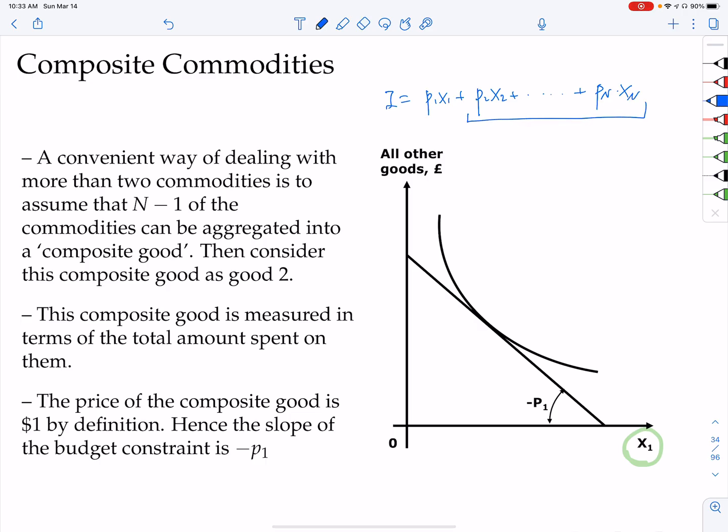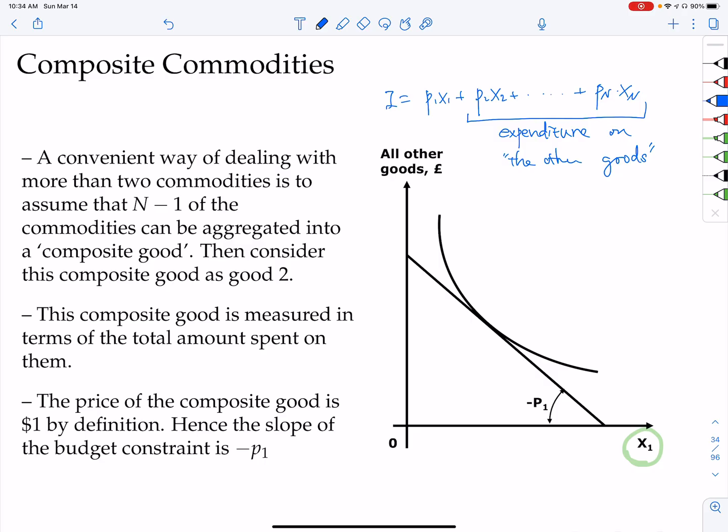So this will be the expenditure on the other goods. Instead of saying that I'm spending money on the second good, third good, fourth good, and so on to the nth good, we're just going to say that I'm consuming a composite good. The composite good is the combination of all the other goods other than the first one.